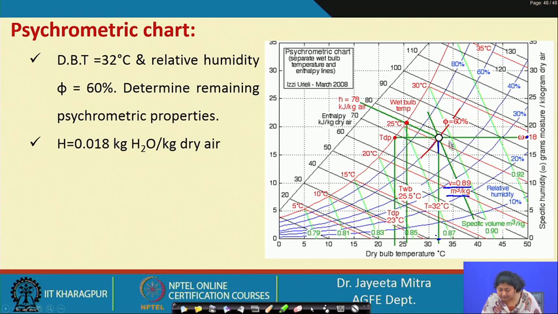Also we can get the enthalpy if we draw a line straight through the constant enthalpy line. So, we can find that enthalpy is coming 78 kilojoule per kg air. So, this is how we can calculate all the parameters of the psychrometric chart.